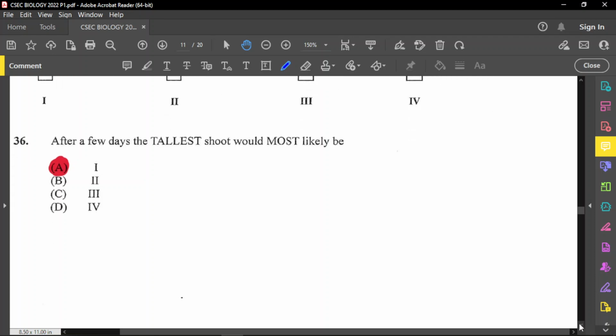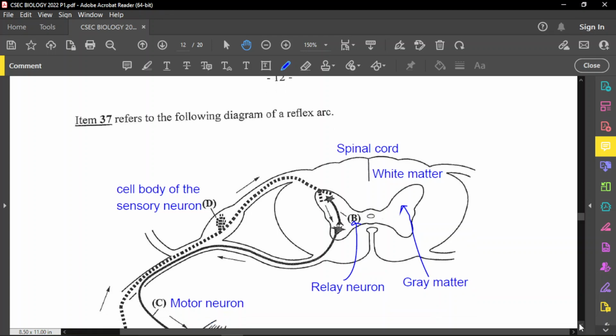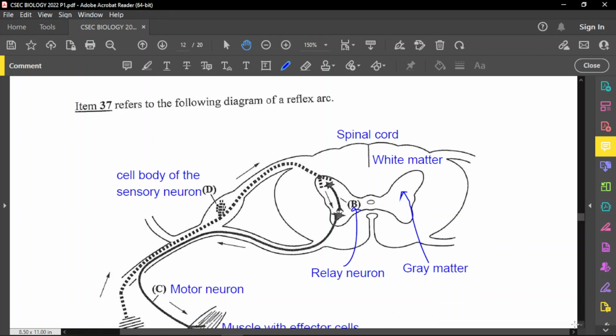All right, so question number 37 is a reference to the following diagram of a reflex arc. And so again, this is labeled for you, and just to point out something here.